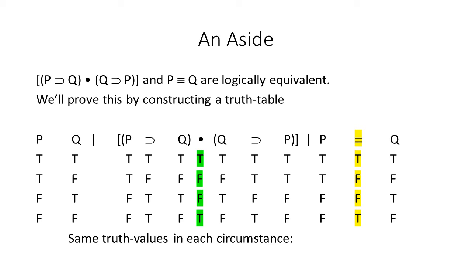Then we have true, false, false, true. That's in green. Well, compare that to what we have on the right-hand side: true, false, false, true. Well, what do you know? They have the same truth values in each circumstance. So we've encountered this before. They're logically equivalent.